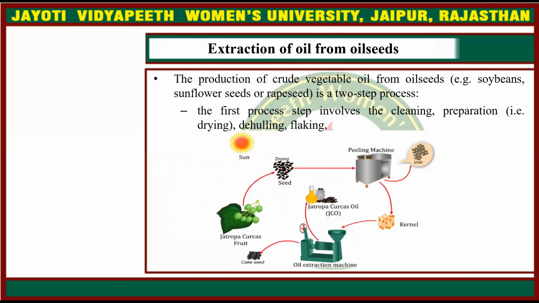The production of crude vegetable oil from oil seeds, for example soybean, sunflower seeds or rapeseeds, is a two-step process. The first process step involves cleaning, preparation, dehulling, then flaking. First of all, we need to clean the oil seeds. Then they are dried. Then they are passed through the peeling machine. They are dehulled or deshelled. Then these kernels are incorporated into the oil extraction machine, and we will get crude oil and cake.